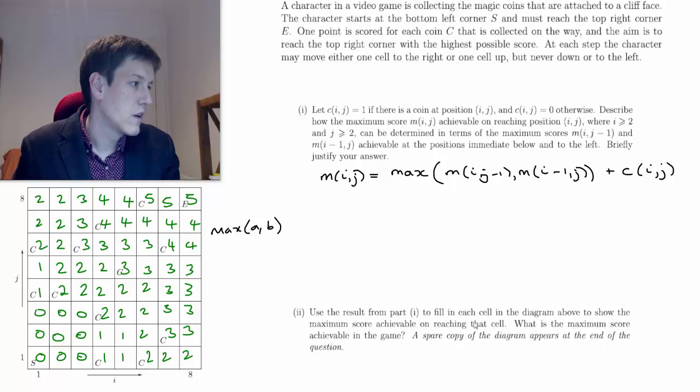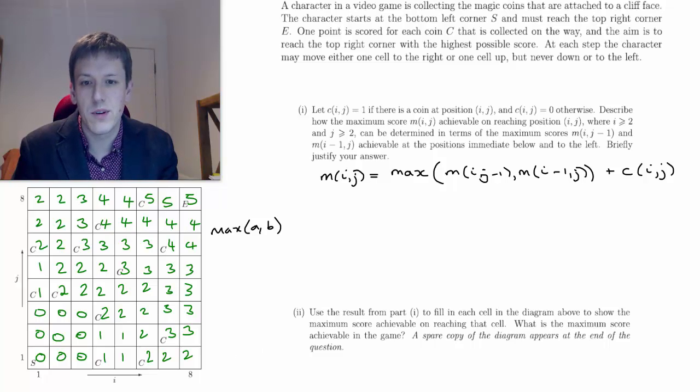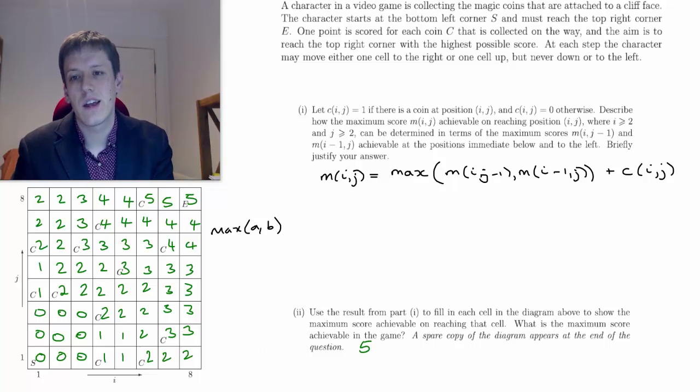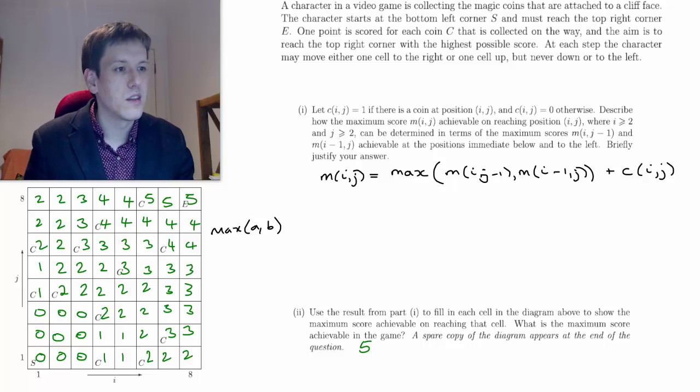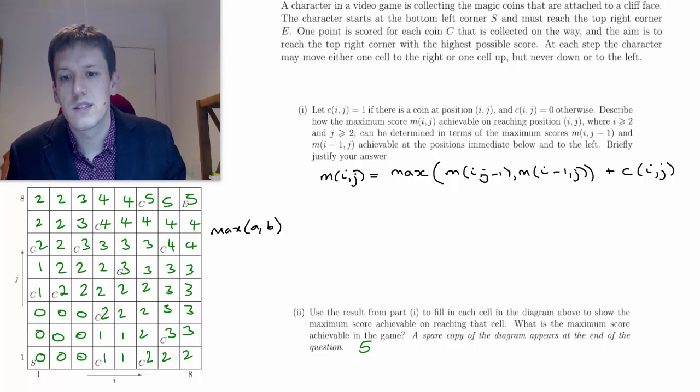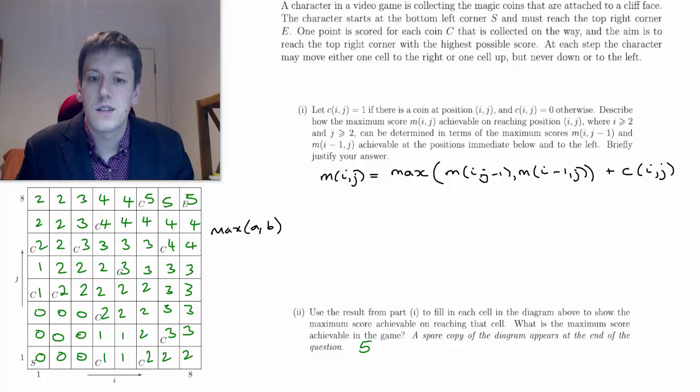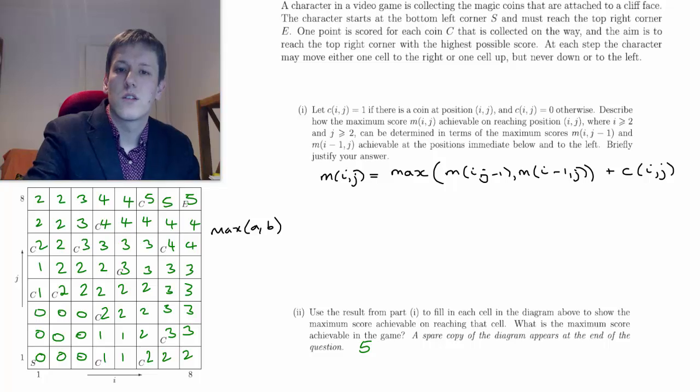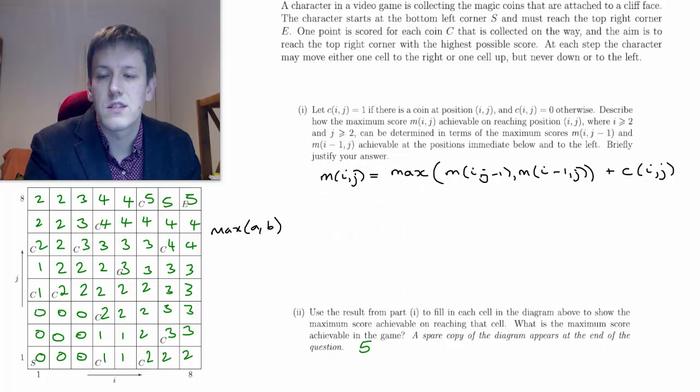Okay, and so what is the maximum score achievable in the game? Well, the answer is 5, and now we've got also this chart that can help us see the path through there. Okay, so it really just takes a second to get your head around what's going on here, but once you have, it's not too bad.